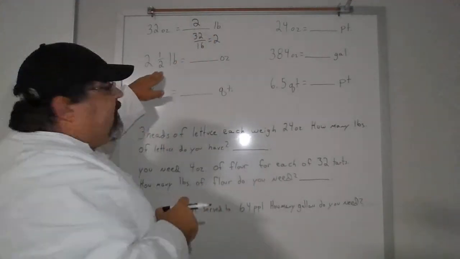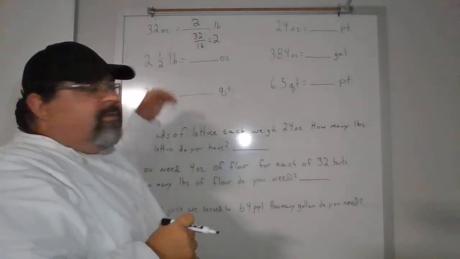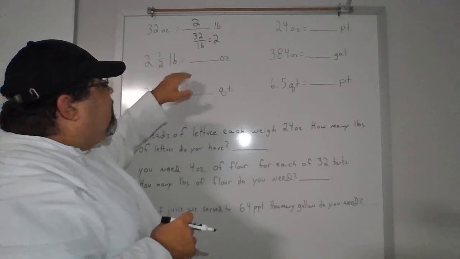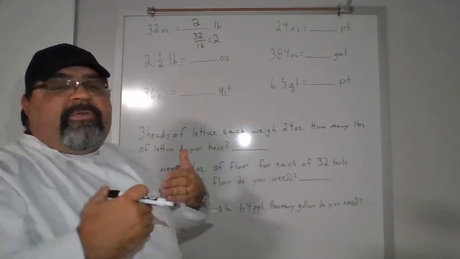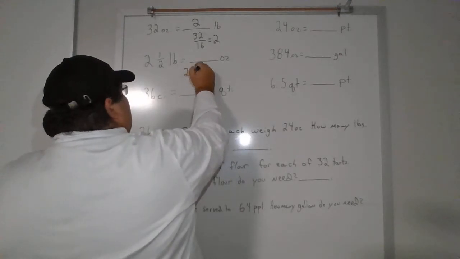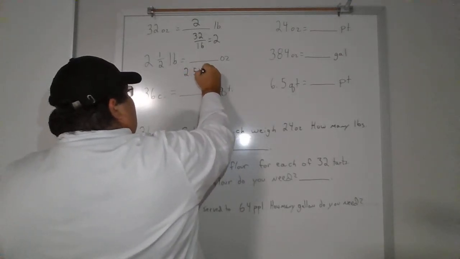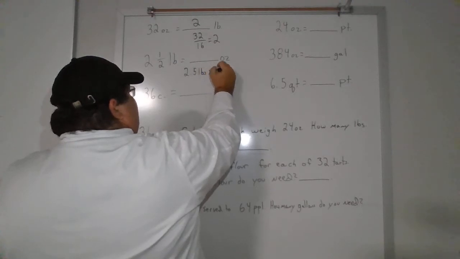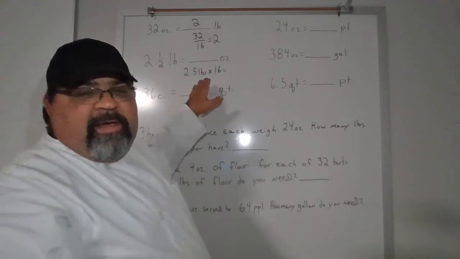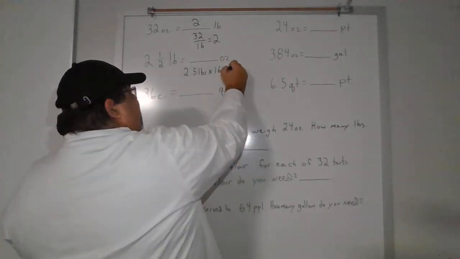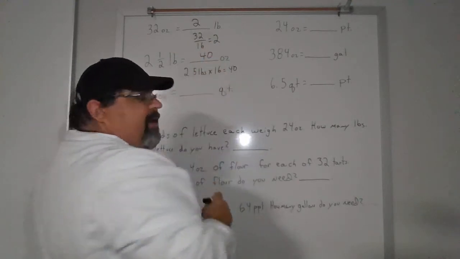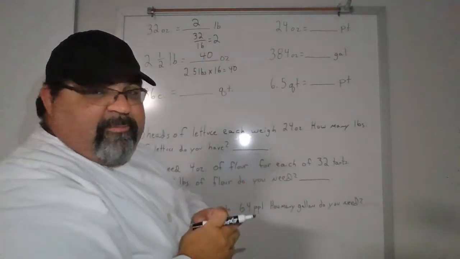The next one is 2.5 pounds, but how many ounces is that? We're going to have to multiply by 16. So we're going to have 2.5 pounds times 16. The answer for 2.5 times 16 is 40. So our answer here is 40 ounces, and that is 2.5 pounds.